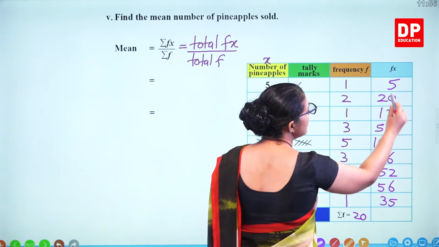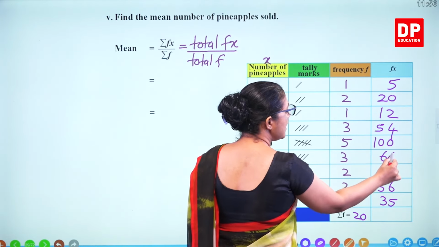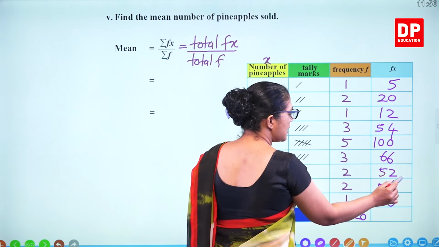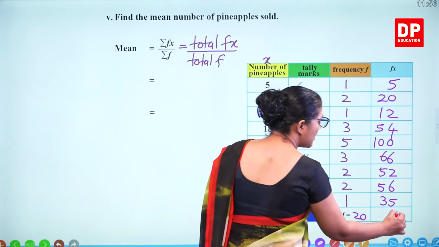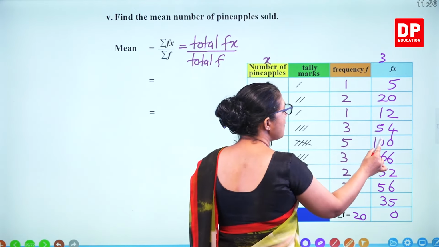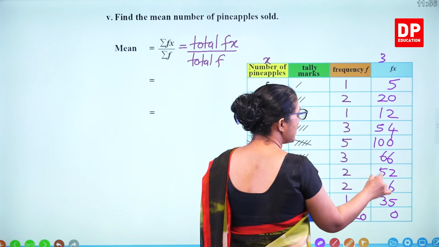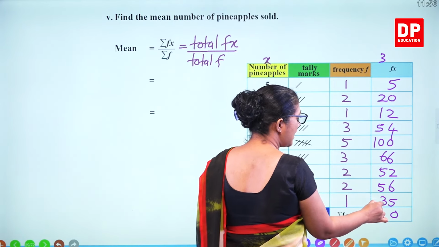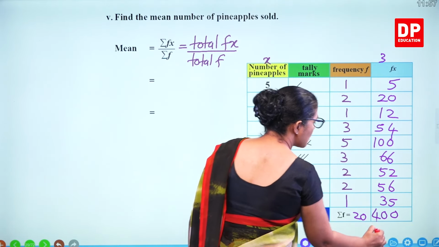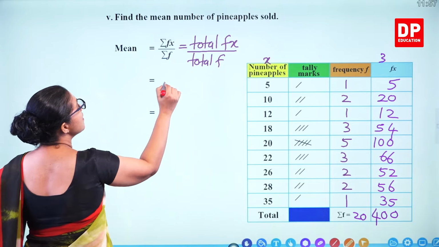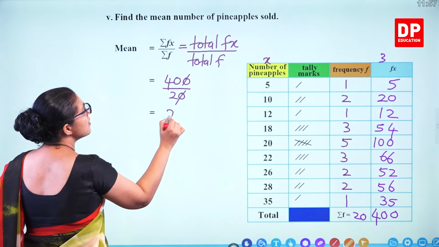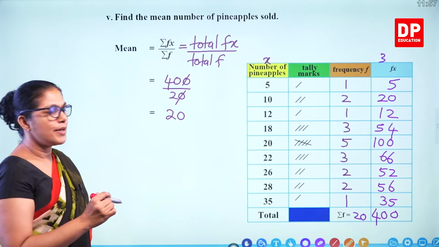Total of fx. 5 plus 2, 7. 7 plus 4, 11. 11 plus 6, 17. 17 plus 2, 19. 20, 30. 3 remaining. Then 5, 6. 6 plus 5, 11. 11 plus 11, 22. 22 plus 3, 25 plus 5, 30. 3 remaining and this one, that's 400. So what's the mean? 400 divided by 20. So you get 20 as the mean number.